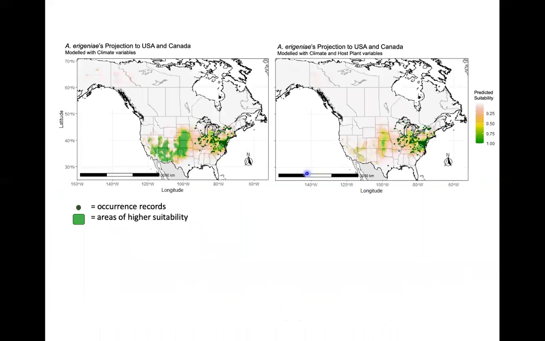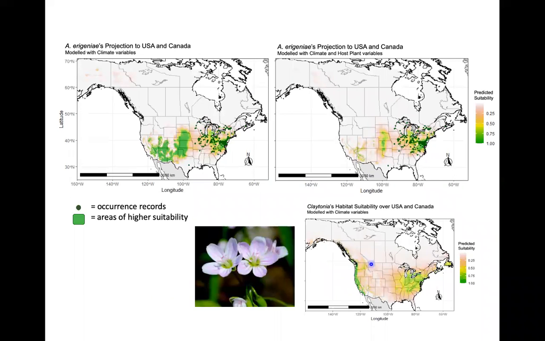These results were projected all over the United States and Canada, and you can see that with the inclusion of the host plant, there were actually fewer areas that were suitable for the Andrena. These maps were done for the host plants as well. These same regions were not too suitable for the Claytonia, and considering its importance, it would make sense that these regions are also not suitable for the bee.